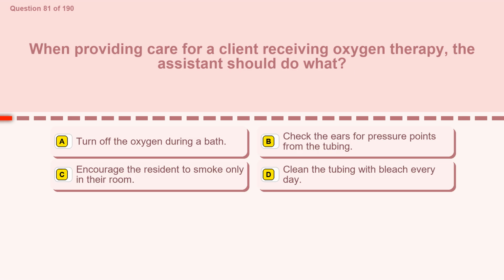Question 81. When providing care for a client receiving oxygen therapy, the assistant should do what? Option A. Turn off the oxygen during a bath. Option B. Check the ears for pressure points from the tubing. Option C. Encourage the resident to smoke only in their room. Option D. Clean the tubing with bleach every day.